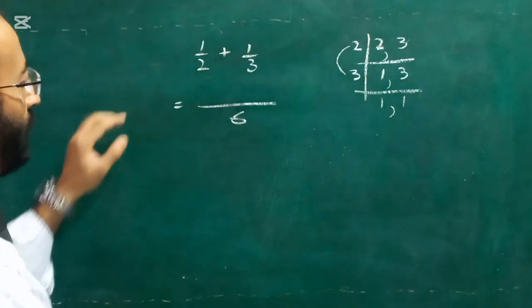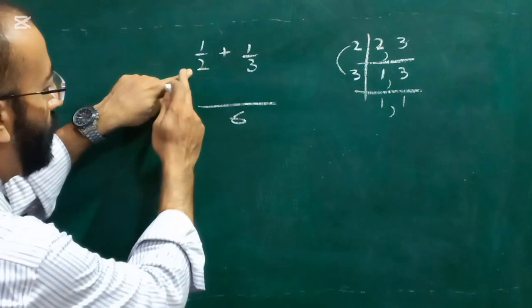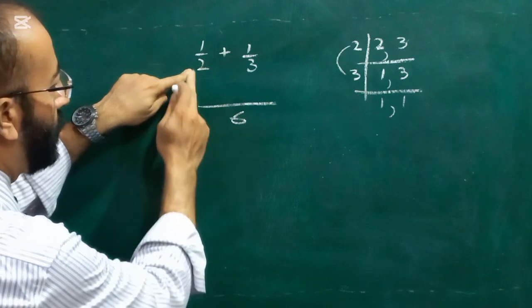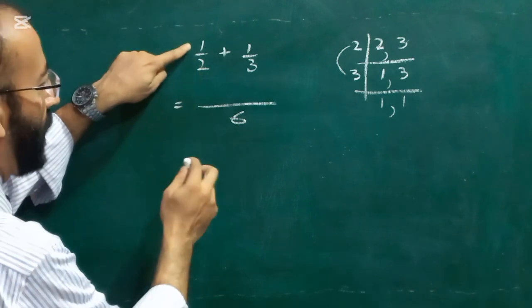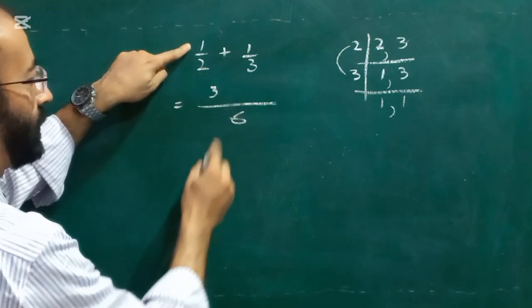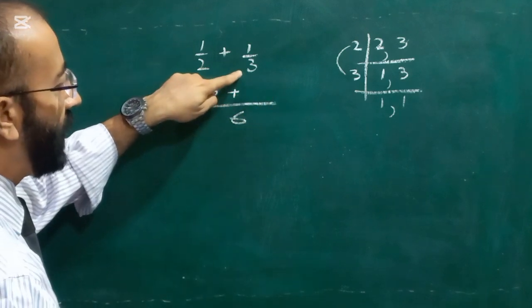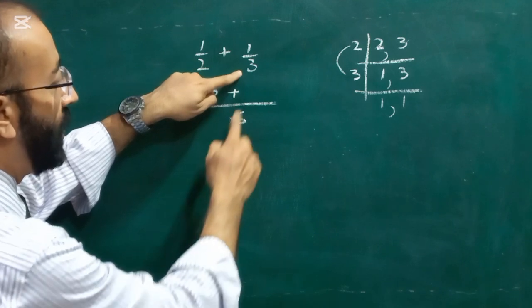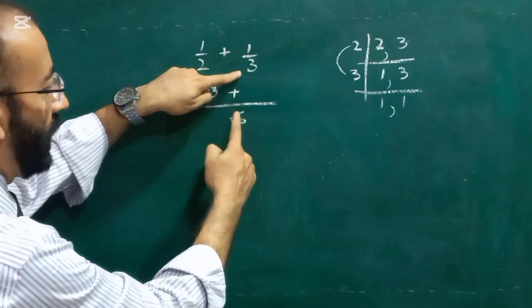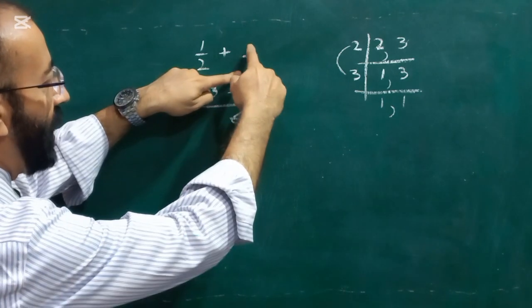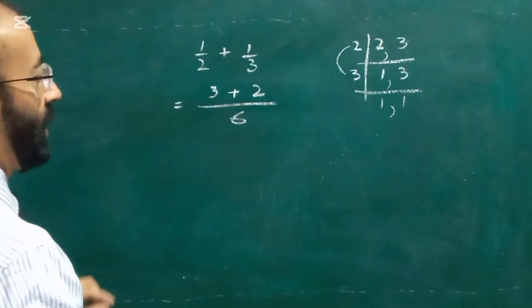Now we will read the table of the denominator of the first fraction to the value where 6 will come. So 2 threes are 6. So 3 will be multiplied with the numerator of the same fraction. So 3 ones are 3. This plus sign will remain as it is. Now we will read the table of the denominator of the second fraction up to where 6 will come. So 3 twos are 6, and then 2 will be multiplied with the numerator of the same fraction. So 2 ones are 2, and 2 will be placed here.